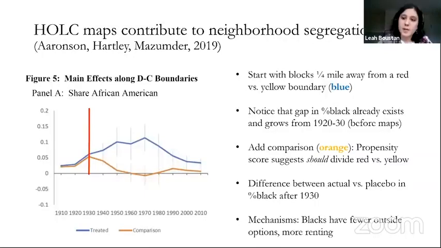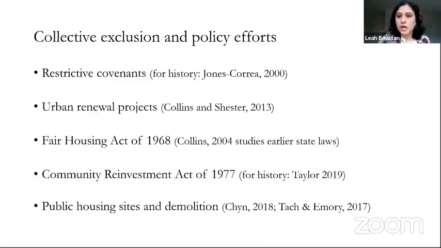And so from this, Aronson et al. conclude that the HOLC maps did have an independent effect on segregating Black families from white families. And why would Black families move to the red side of the boundary over time? Primarily, the idea is that they had fewer outside options. So this is how we know we're in the world of collective exclusion. If there are few neighborhoods available to them, and there are neighborhoods that have a disadvantage imposed upon them, and that disadvantage is the inability to get access to credit, then those are the neighborhoods that Black families were able to access.